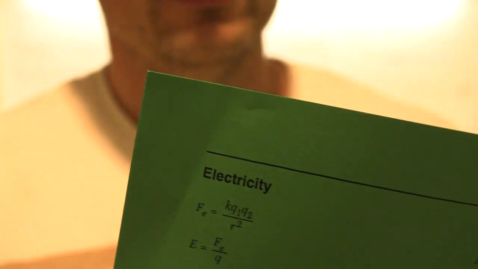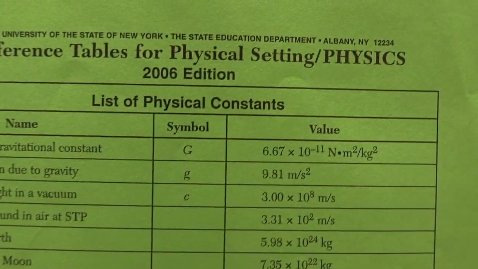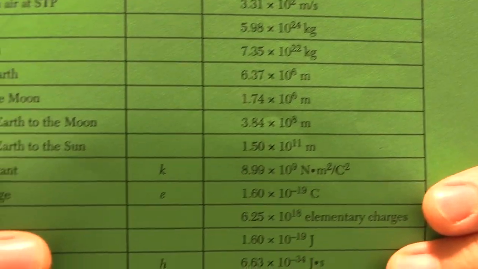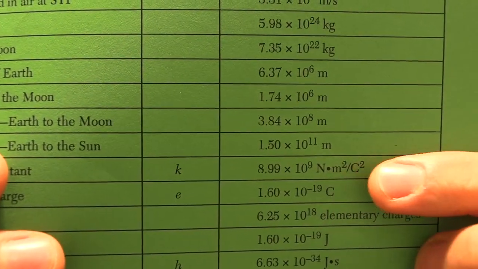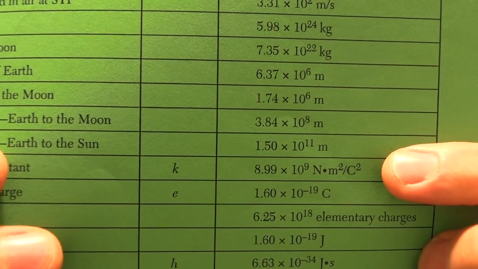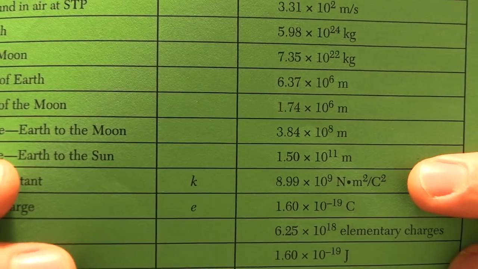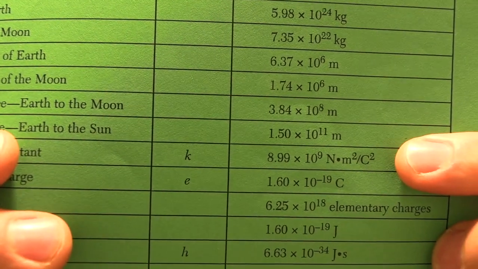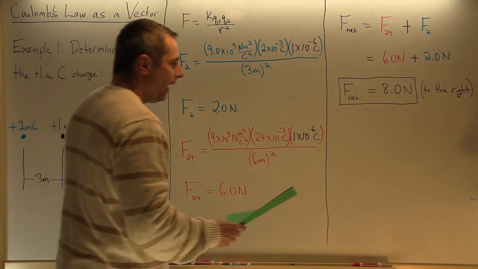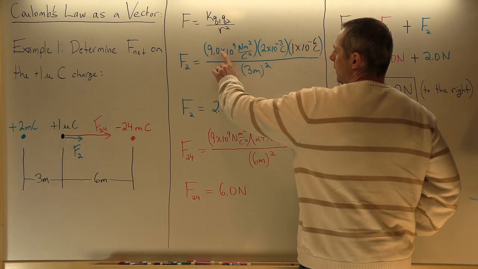And while I'm here, the k constant is on the front cover of the reference table right here. You scroll and right here you see the Coulomb's constant 8.99 times 10 to the 9th. We're welcome to use 9 times 10 to the 9th, which is what I'm going to do. So let's go back to the board. And 9 times 10 to the 9th, that's k.